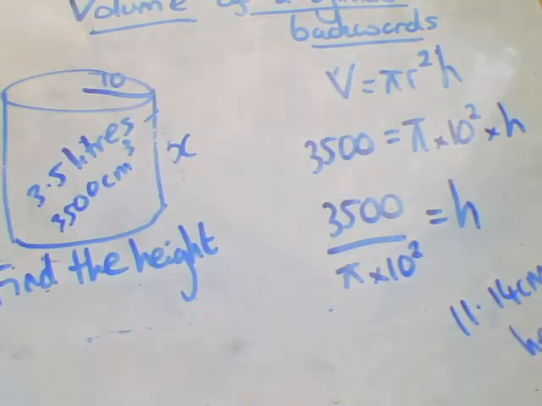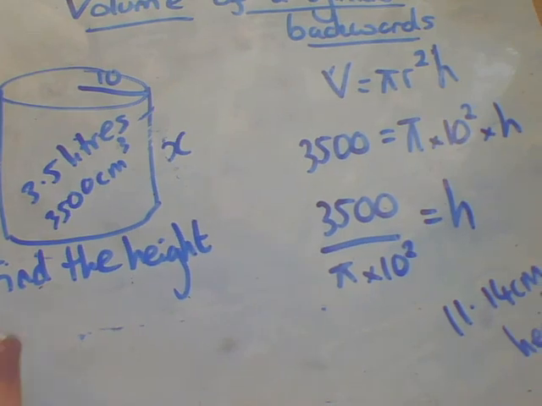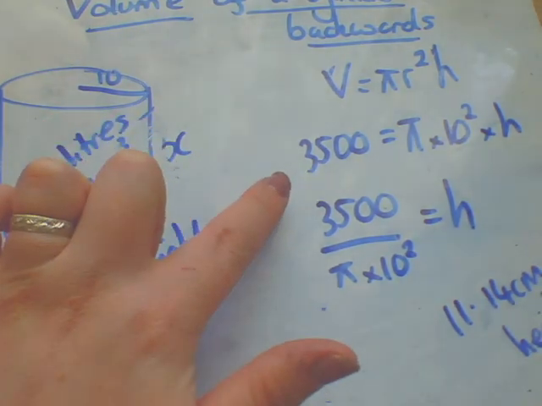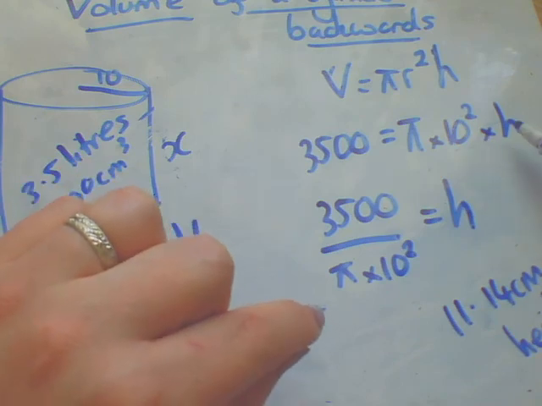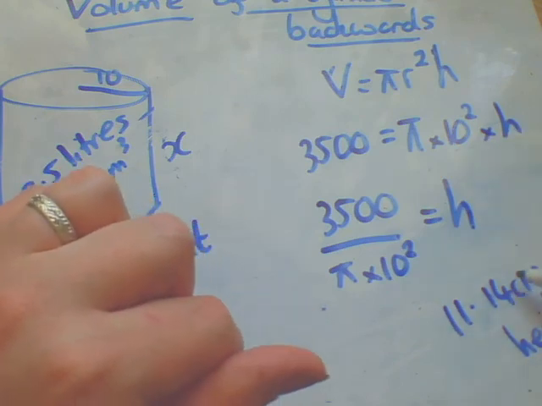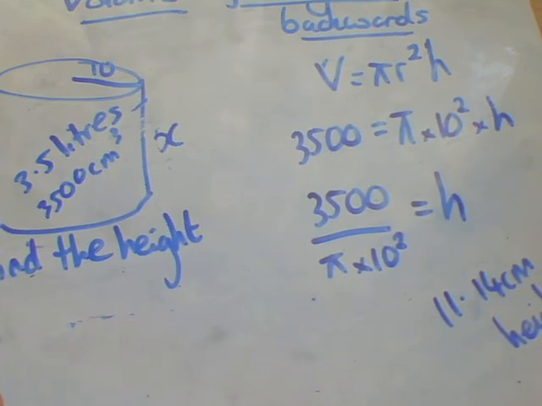So both methods start off the same. Make sure your volume is in centimetres cubed. Rearrange it to get either r on its own or h in this case, and then you can get your answer out at the end.